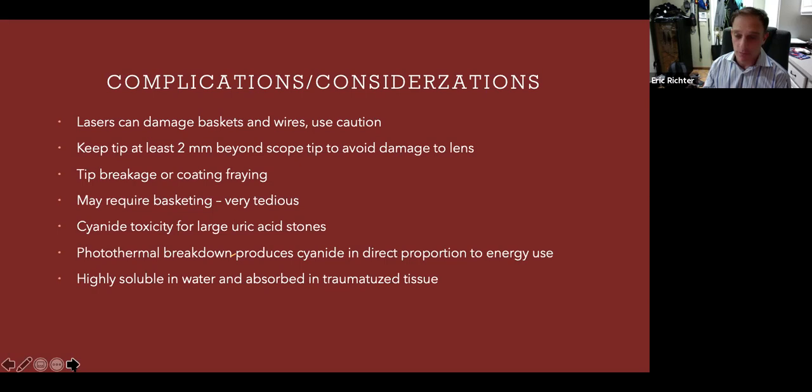This is something I just learned while preparing this. I guess if you have a large uric acid stone, it can result in cyanide toxicity from the photothermal breakdown. I guess it's highly soluble in water and then it can be absorbed in traumatized tissue. I don't know if you have many uric acid stones in Mongolia. We don't have that many, but I thought it was interesting.